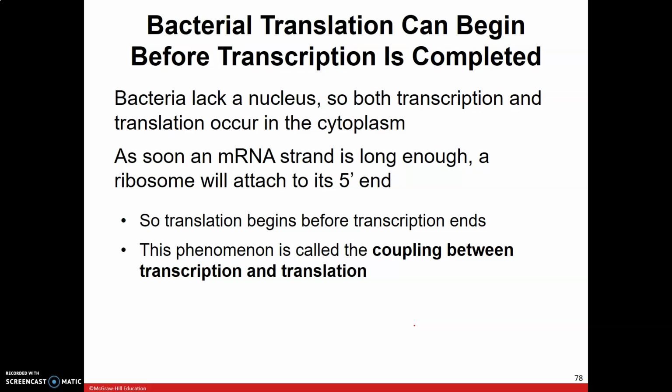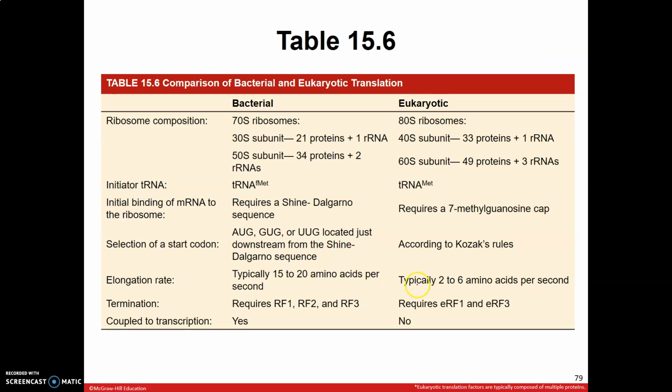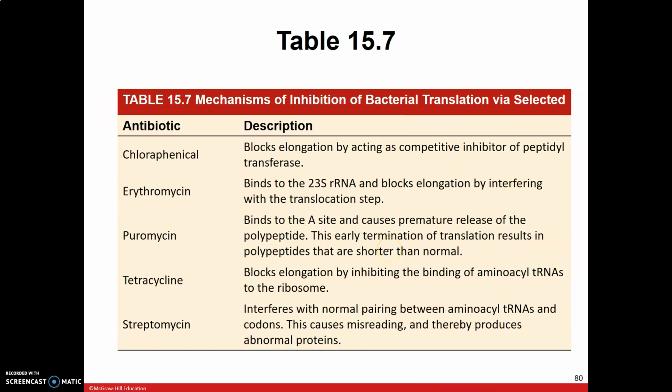Interestingly, bacterial translation can begin before transcription is completed. In other words, as the messenger RNA is being made, it can be translated immediately, because in bacteria, there is no nuclear envelope separating the ribosomes from messenger RNA. So you can have coupled transcription and translation. So here are the different types of ribosomal subunits, the different sizes, initiator transfer RNAs, the Shine-Dalgarno sequence, and so forth. This is probably going to be an important figure or table to look at for the exam.